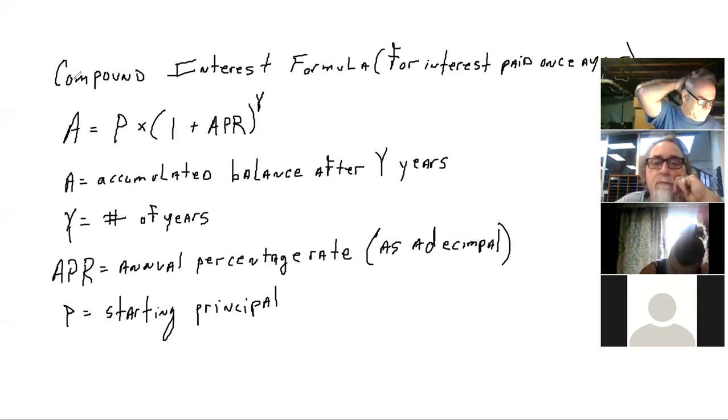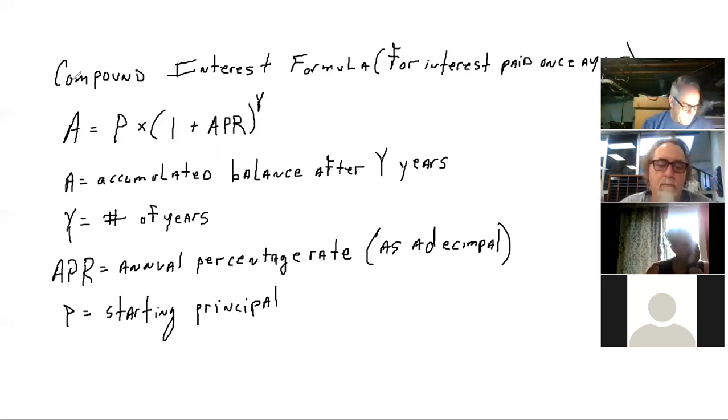Fair to say here, the other terms: you will sometimes hear principal referred to as your present value, and A is referred to as your future value, how much money we're going to have over a specified period of time.